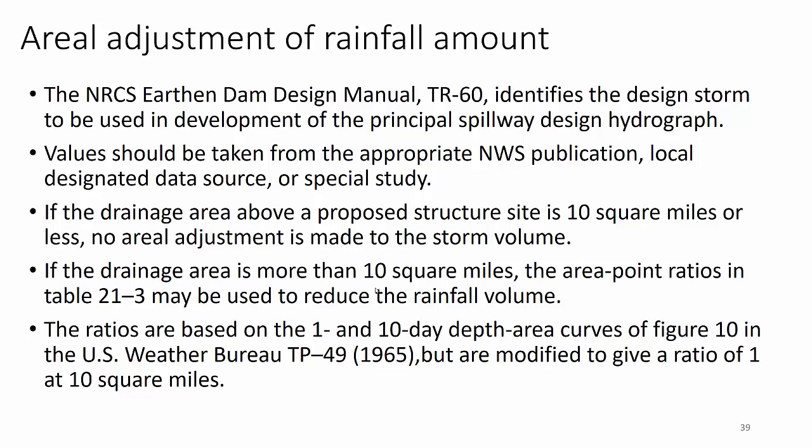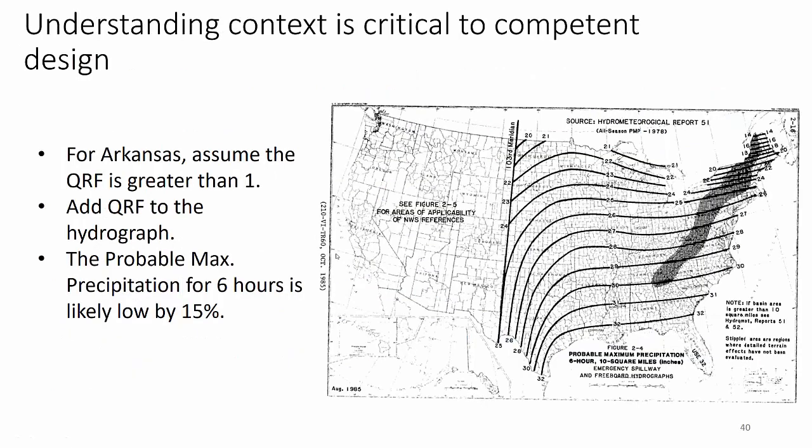As you know, if the drainage area above a proposed structure site is 10 square miles or less, you don't have to do aerial adjustments to storm volumes. If it's larger than 10 square miles, you have to recognize that you're going to get storms differentially manifesting across the watershed. So use area point ratios to adjust rainfall volumes. The ratios are based on a 1 and 10-day depth area curves, figure 10 in the U.S. Weather Service TP49, but are modified to give a ratio of 1 at 10 square miles. So these are the sort of ratios.